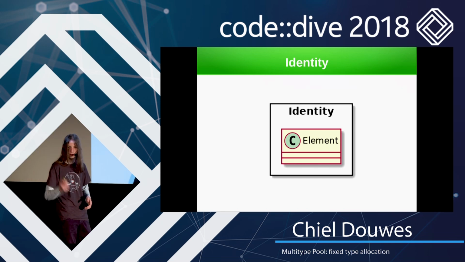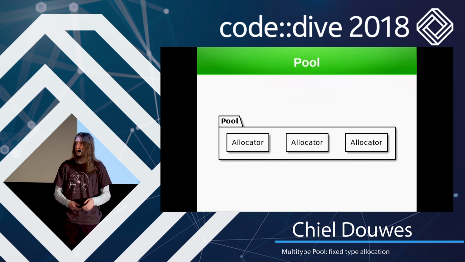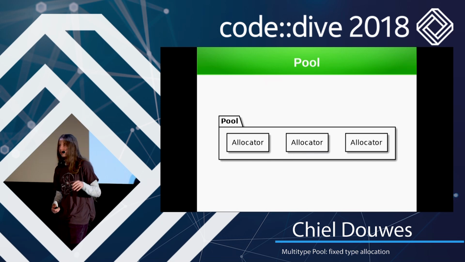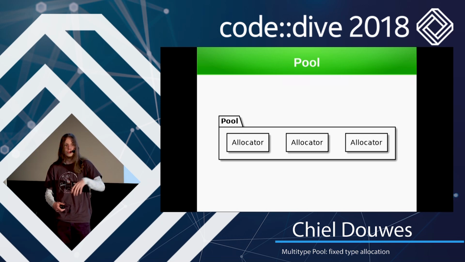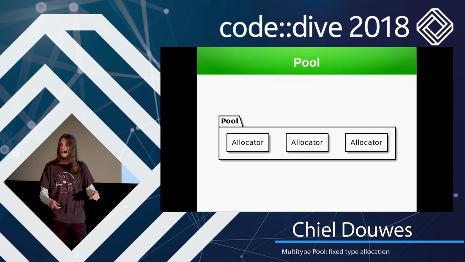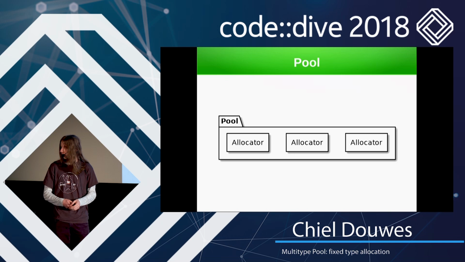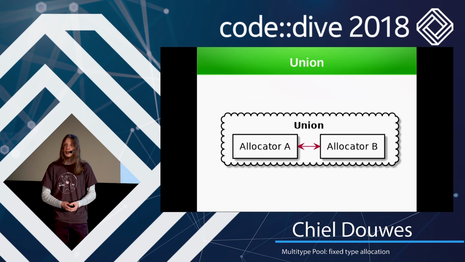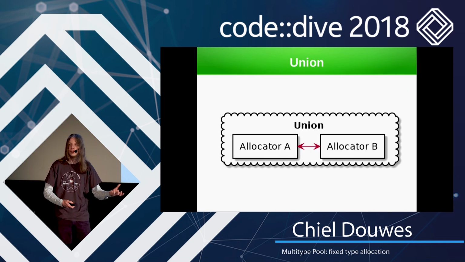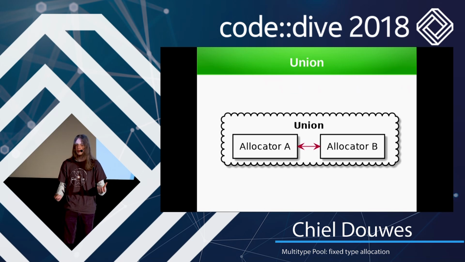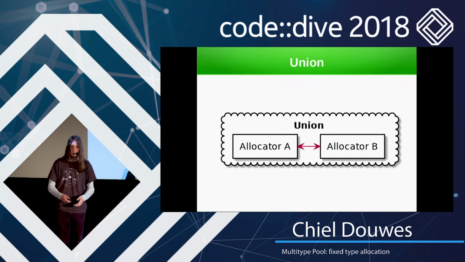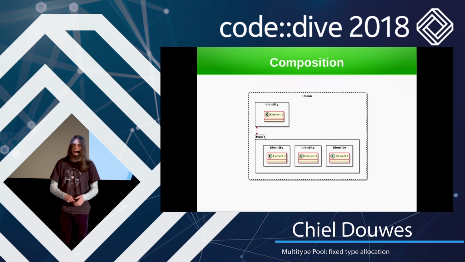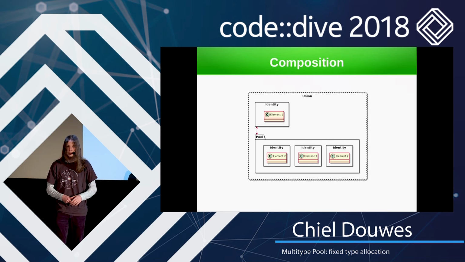So let's go into the next one. There is the pool allocator. A pool allocator can allocate from one of multiple allocators inside it. And you have the union allocator. So you can allocate from either one allocator or the other, so two different types of allocators. You can compose these in all kinds of ways. So you see here we have a union allocator, which either allocates an identity element or a pool of elements.